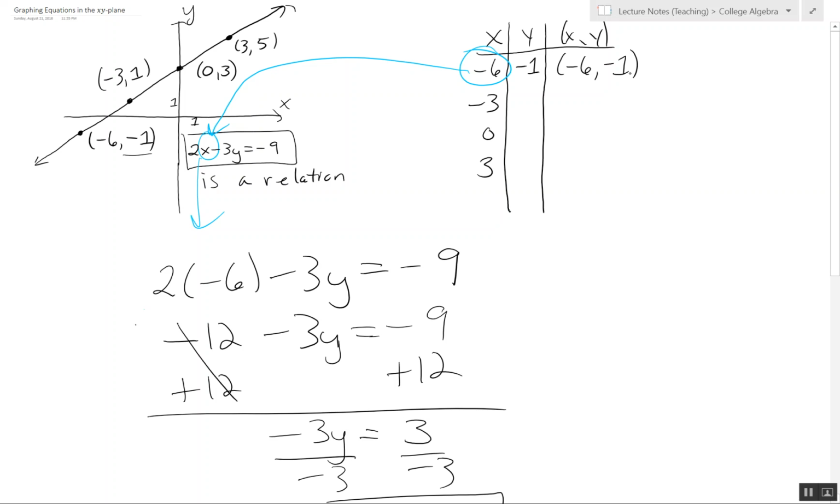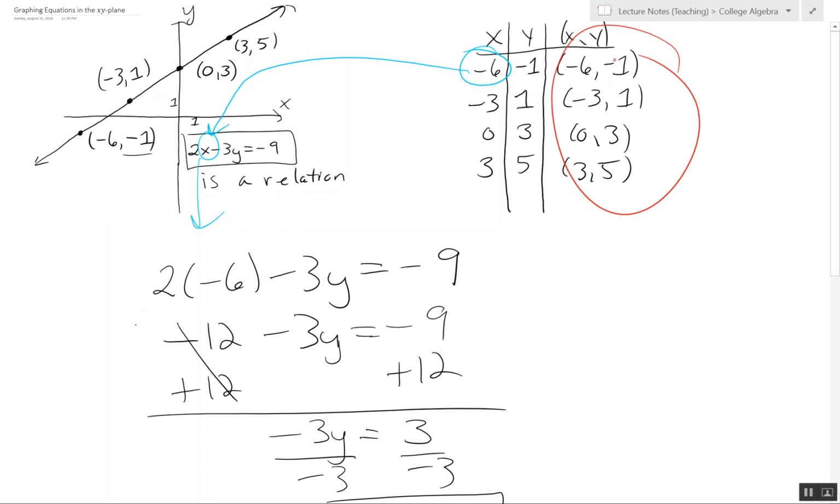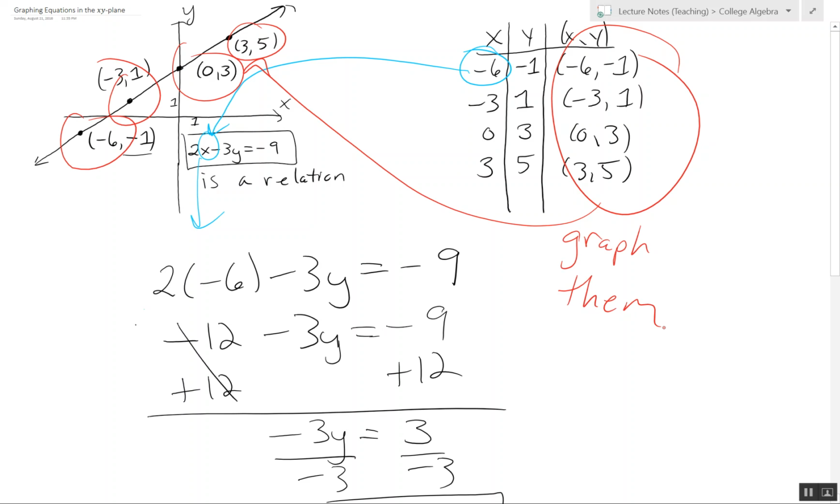And then we do the same with the other coordinates, but I already figured everything out ahead of time. So we get a 1, a 3, and a 5 here. So that corresponds to the negative 3, 1, the 0, 3, and the 3, 5. And once you have these points, then you can take them. Let me grab a different color. You can take these points and graph them. And so once you graph them, you're going to get something that looks like this.